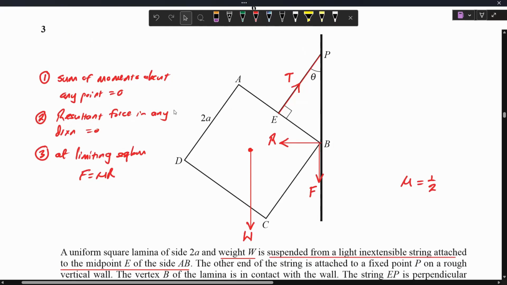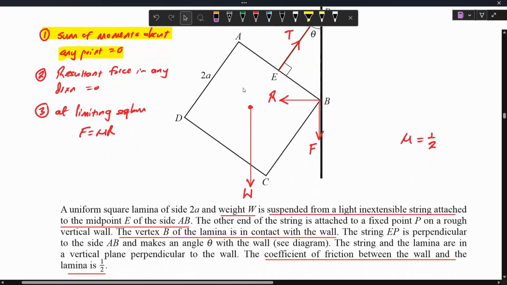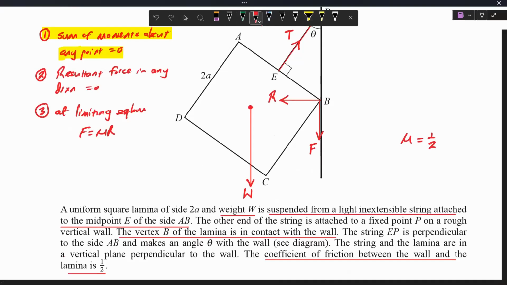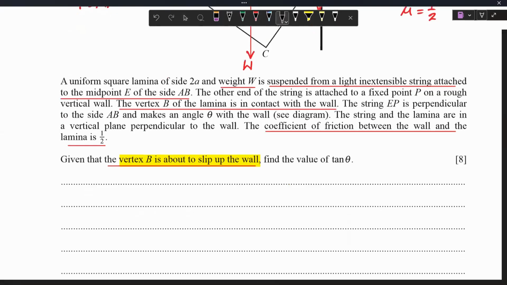We're going to start with the first thing, the fact that the sum of moments about any point is equal to zero. And we're going to calculate moments about any point. Let's make use of the point B. So let's do moments about the point B. So I'll say here, taking moments about B.